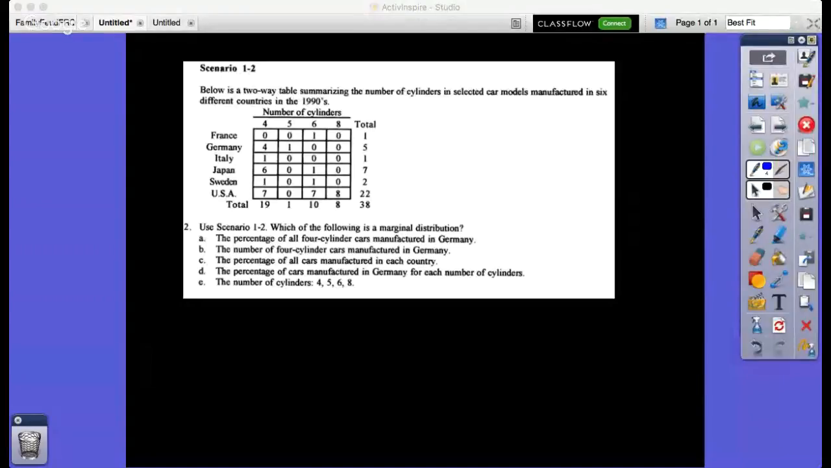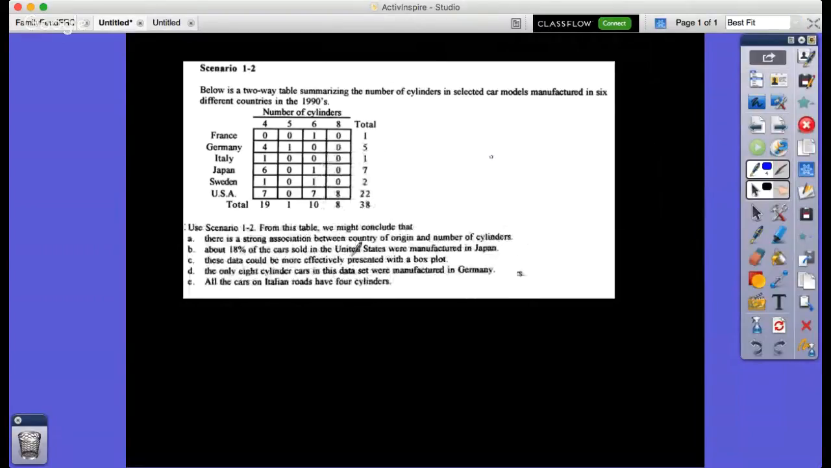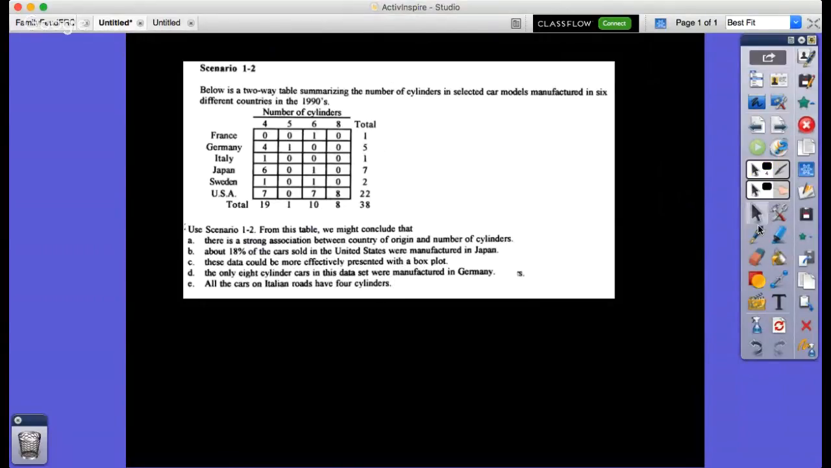All right, let's see what we got on this one. We're going to go right straight above it. Now, this is question number 3, just a heads up here. Question number 3 here says this: from this table, we might conclude that the following. Well, once they say that, I like to do cross-elimination a little bit, okay?